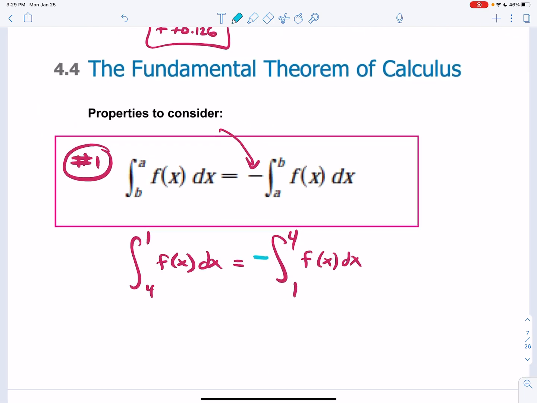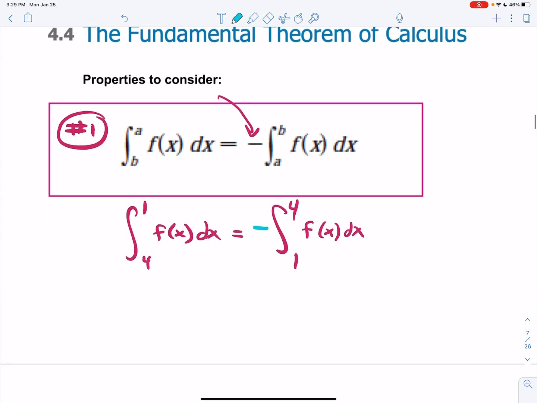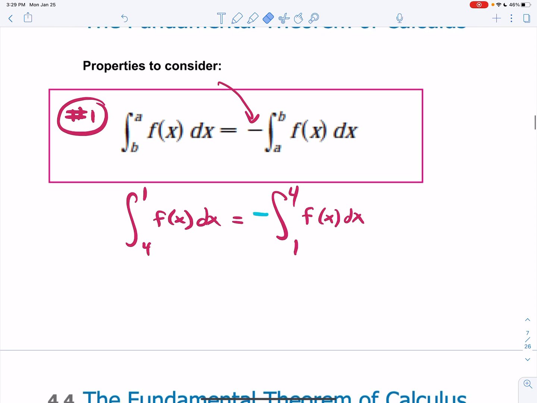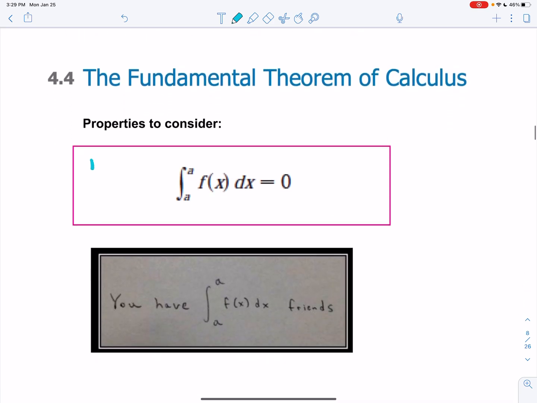Okay? And I could prove that to you guys, but I really don't think it's worth your time. Yeah, it's just small beans. But if you're really curious, I can prove it to you, okay? So again, if your bounds are improper, you could always fix it, but account for a negative. All right? Okay. Here's the second property, my favorite.